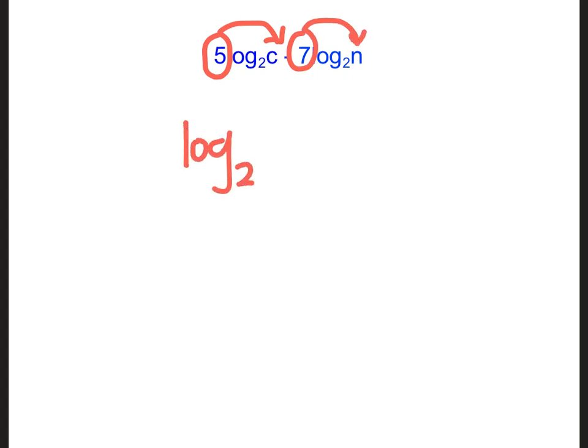And then our next one says 5 log base 2 of c minus 7 log base 2 of n. Again, I'm looking for my numbers out front to become powers. So we have 5 and we have a 7. So I'm going to have log base 2 of c to the power of 5 minus log base 2 of n to the power of 7.